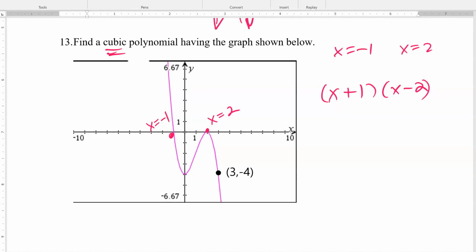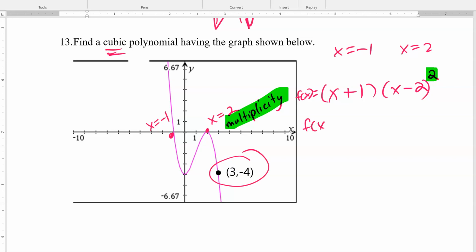Second, at the 2, it has a multiplicity factor of 2, which means that acts like a parabola. It means a 2 there. Now this would be x cubed, so there's our function, f of x, right? Sort of, not if you want full credit. If you want full credit, we need to use the point to find a, because really this is some a we don't know.